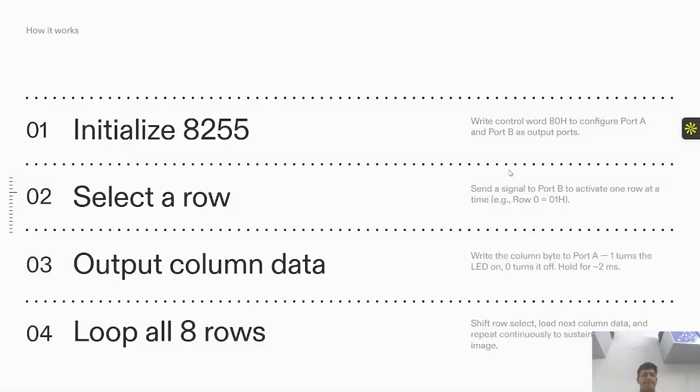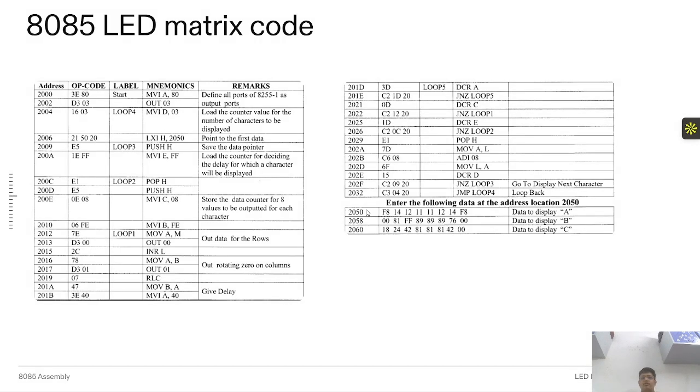So yeah, we have already seen 8255, so we will not go in depth into it. We will now see the assembly code and how it's done. This is a basic assembly code of the LED matrix, and that will be used to get the output of ABC. You can see the addresses start from 200, and this is your operation code. But for understanding in our language, we need the mnemonics.